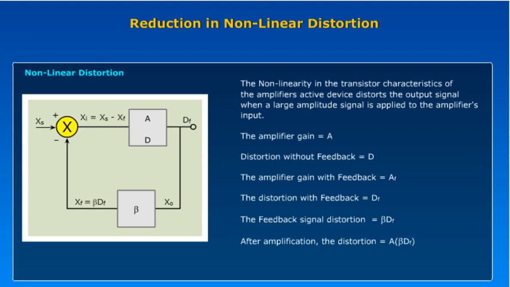Nonlinearity in the transistor characteristics of the amplifier's active device distorts the output signal when a large amplitude signal is applied to the amplifier's input. So let us check. The amplifier gain is A, the distortion without feedback is D, the amplifier gain with feedback is AF, and the distortion with feedback is DF. The feedback signal distortion is represented as beta into DF. After amplification, the distortion is A into beta into DF.